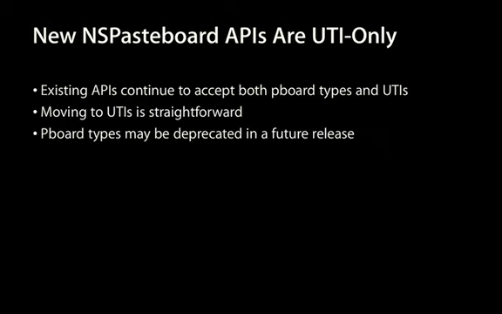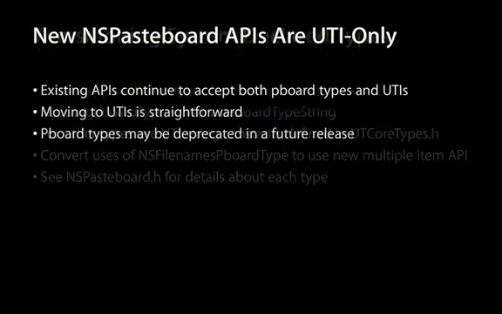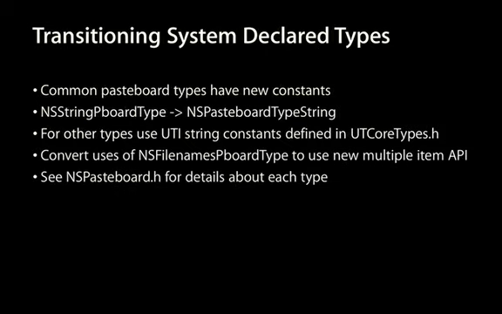We've made moving to UTIs pretty straightforward. In most cases, it's a string-for-string replacement of constants. And another note is that we may be deprecating pboard types in a future release, so it's good to get a jump start on moving over. Now let's talk about this transition. All of the commonly used pasteboard types have new constants in NSPasteboard.h. So string, RTF, TIFF, and the like.